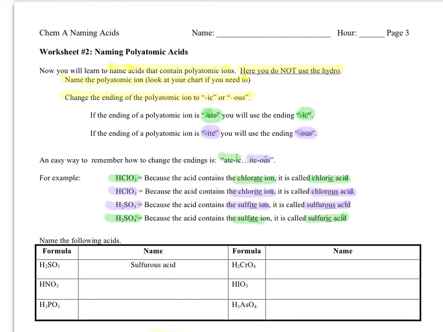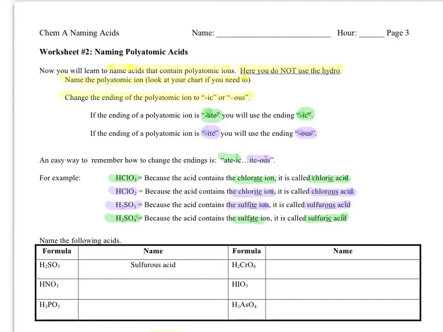This is worksheet 2 of the Naming Acids packet, and this is where we're going to learn how to name the second type of acid. Worksheet 1 was all about binary acids that only contain hydrogen and one other element. Worksheet 2 is naming polyatomic acids. As the name implies, these are compounds made of hydrogen, because they're an acid, and a polyatomic ion.